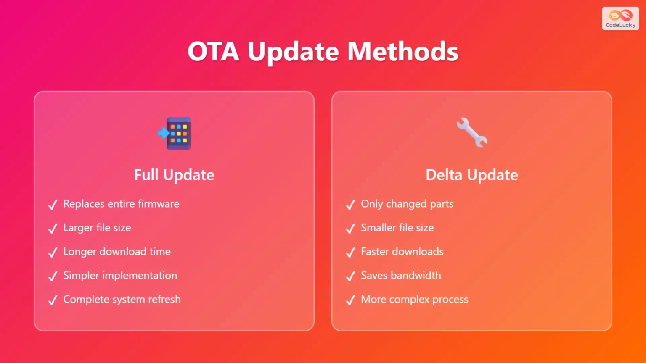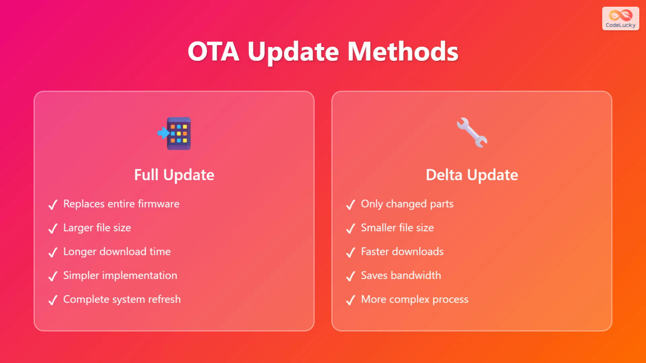There are 2 primary methods for delivering OTA updates: full updates and delta updates. Full updates replace the entire firmware image on the device. This method is simpler to implement and guarantees a complete system refresh, but it requires larger file sizes and longer download times. This approach works well when you have reliable, high-bandwidth connections.